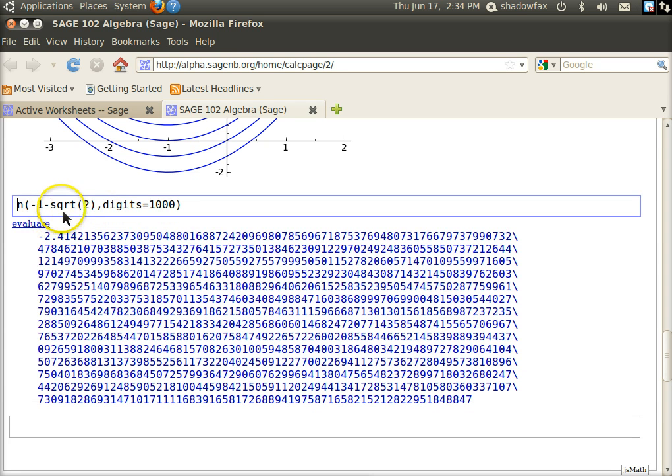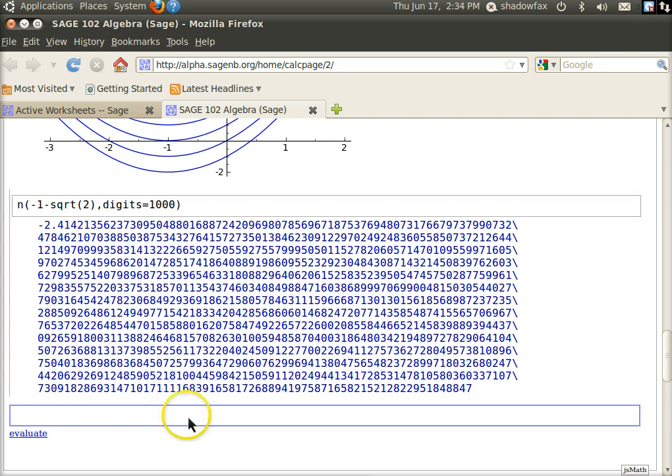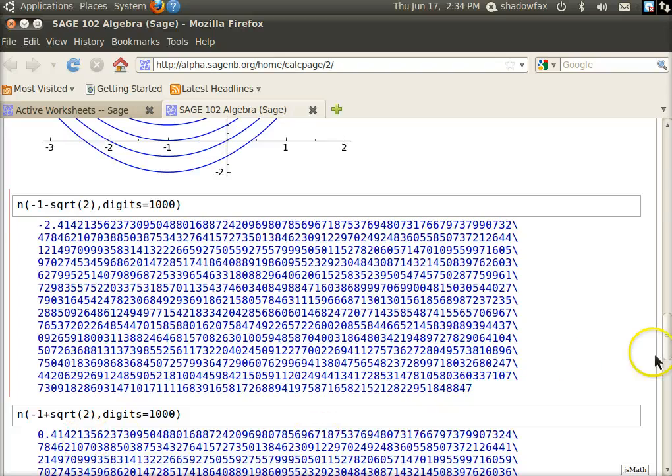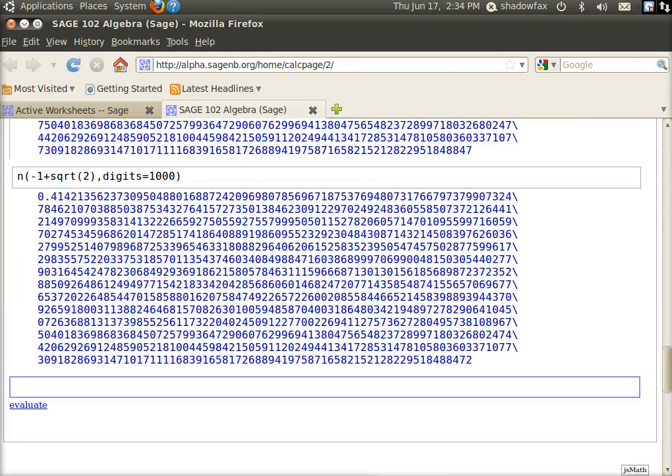Let's do the same thing, but now it was -1 plus root 2. So I'll just copy that, highlight it with the mouse, Control-C to copy, click in here, Control-V, and make it plus root 2. And that was the one we said was about 0.414 something. Let's see what we get. 0.414 something, but there's 1,000 digits for you, just for fun.